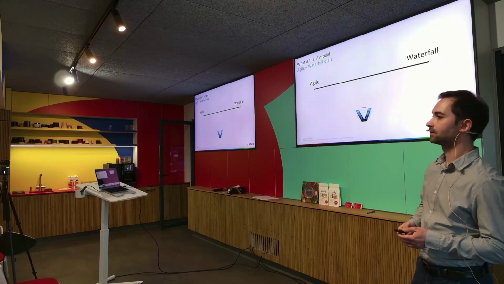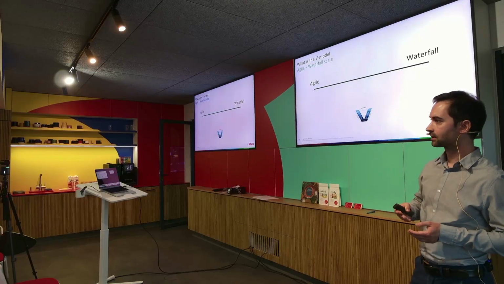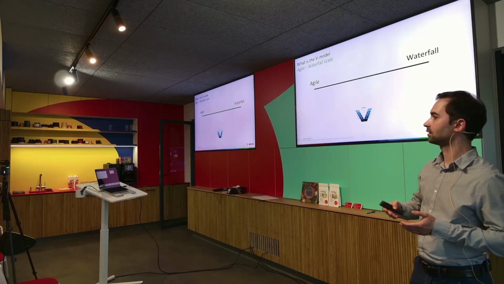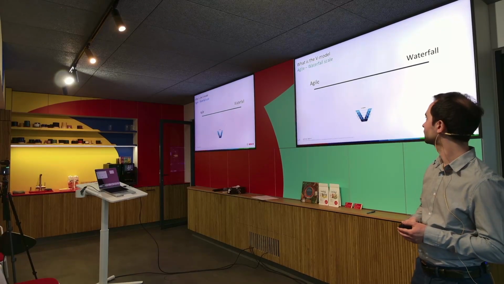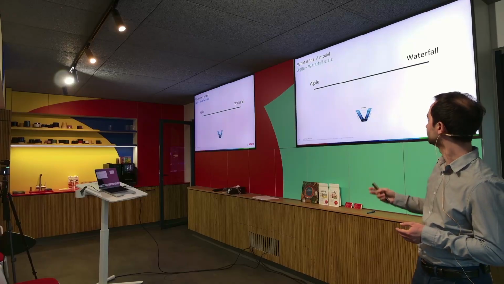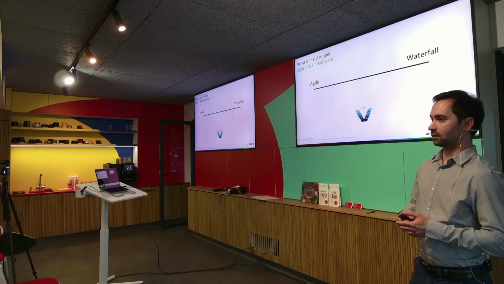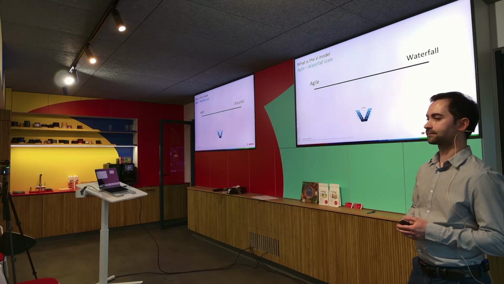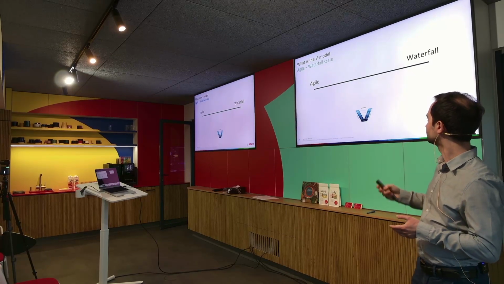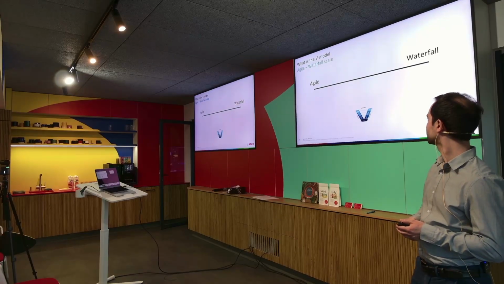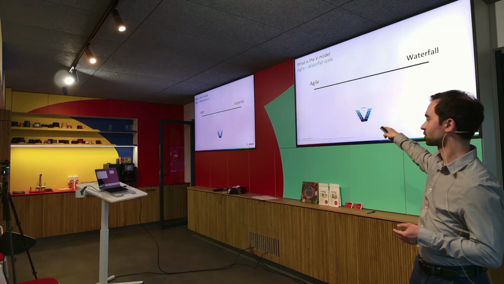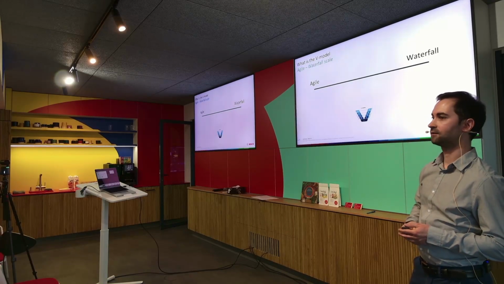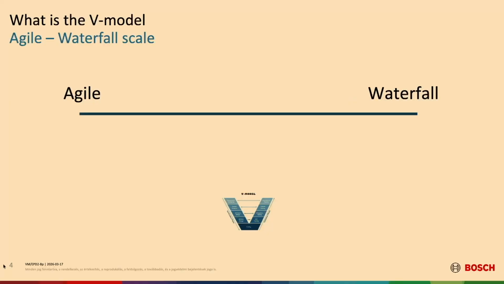Yeah, and in such fields where we need reliable software, and what we are developing is highly safety critical, the V model is an often used method. It's a development lifecycle methodology, and it got its name from its shape. It has the shape of a V, and if you imagine an agile to waterfall scale, where do you think it belongs?